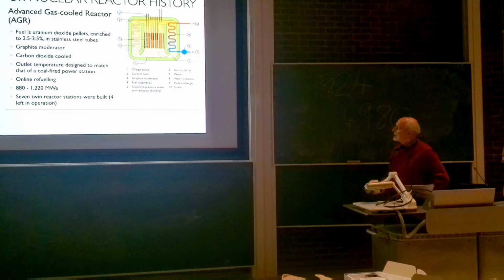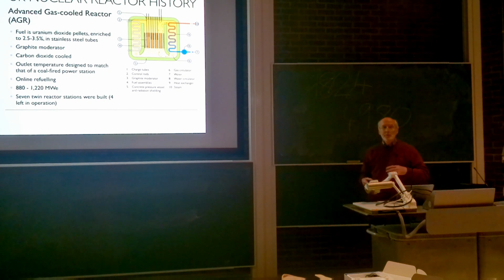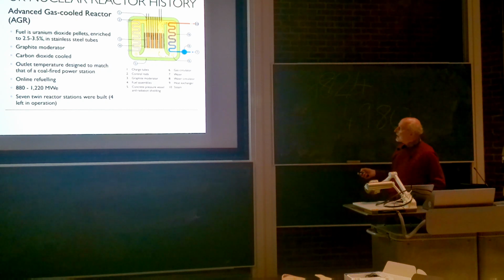When it comes to AGRs, then it basically has the same components, except that the fuel now is enriched uranium. So 2.5 to 3.5% of U-235. Again, it's graphite moderated. Again, carbon dioxide cooled. So we have the reactor core. This time, though, the heat exchangers are within the pressure vessel. This is a concrete pressure vessel.